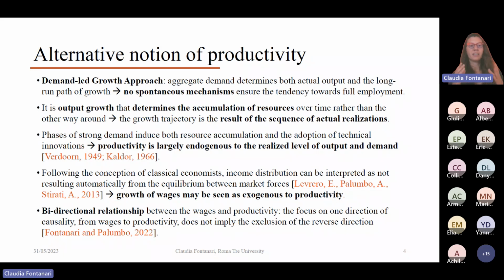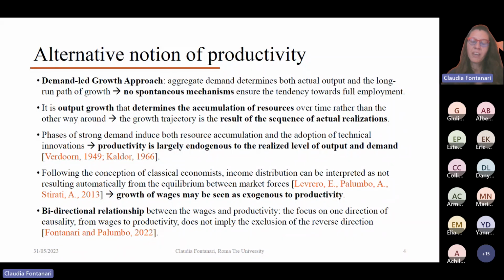So we may have that phases of strong demand will induce both resource accumulation and the adoption of technological innovation. In this sense, within this framework, productivity growth is conceived as largely endogenous to the growth of demand and output, something that has been formalized in the well-known Kaldor-Verdoorn law.